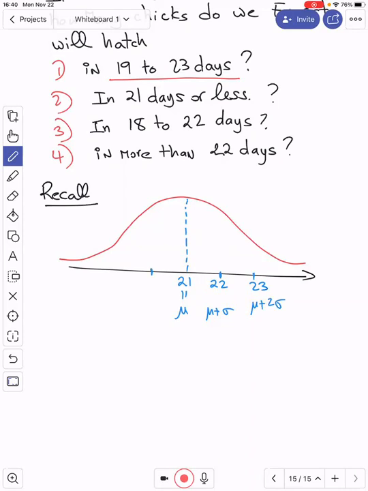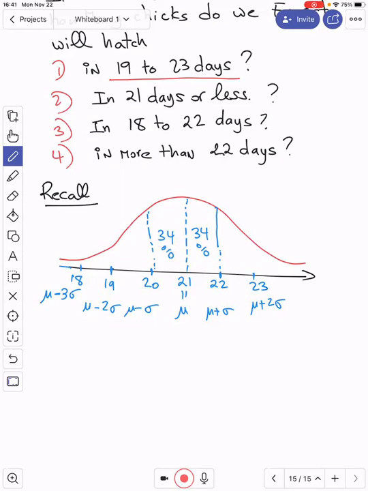And then on the left, we have mu minus sigma. You subtract 1 sigma, that's 21 minus 1, so that's 20. Then mu minus 2 sigma is 21 minus 2, that's 19. And let's say here this is 18, which would be mu minus 3 sigma. Now, what's really important is the areas under the regions. For example, between mu and mu plus sigma, this is 34%. Between mu and mu minus sigma, it's also 34%.